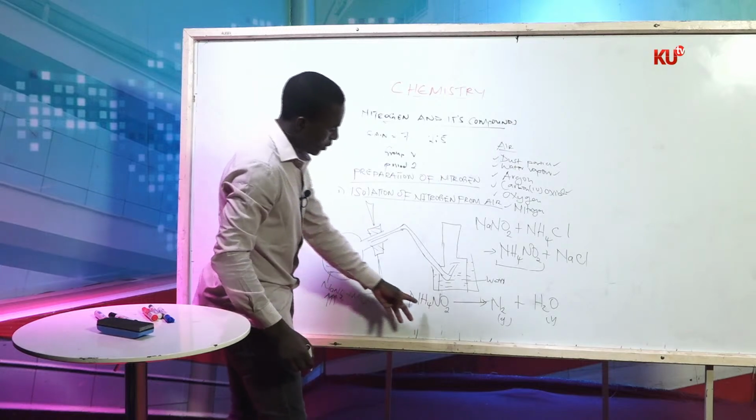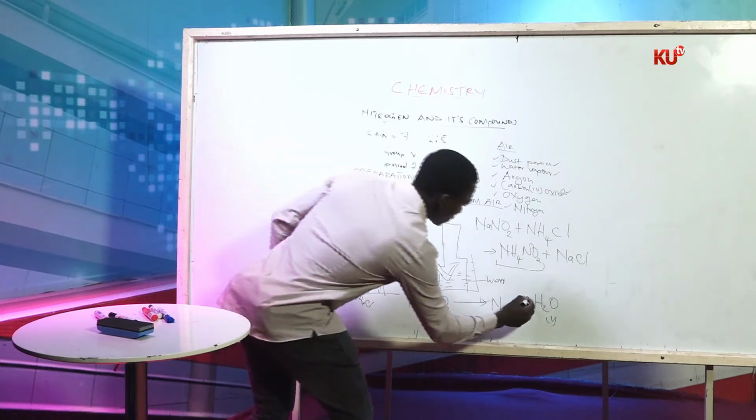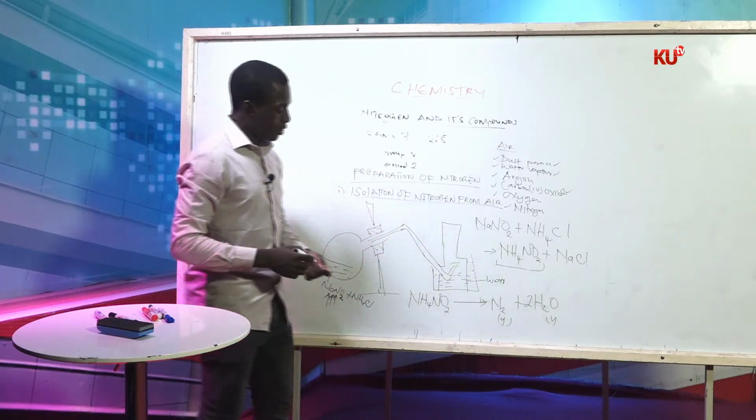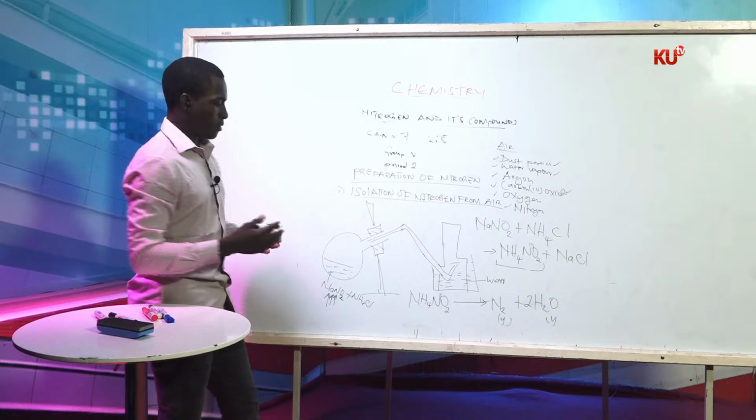It's 2, the other on the product side. Hydrogen, you have 4 molecules, 2 here. So we balance with 2. Oxygen, there are 2 molecules, 2 molecules. So it's balanced. So I want you to note the reagents.